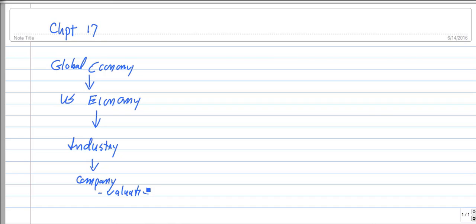We really focus mostly on the U.S. economy. From the U.S. economy, we could take a look at industry. So that's the second part of this chapter. Industry focus, industry analysis. Then we're going to move on into chapter 18, which is going to take us into the stocks, company analysis. We're going to look at some valuation models. And then I believe chapter 19, financial statement analysis.